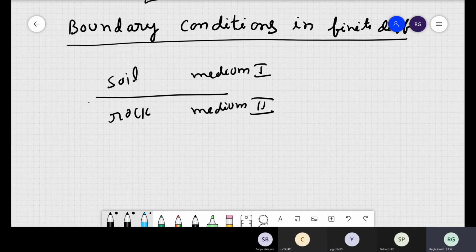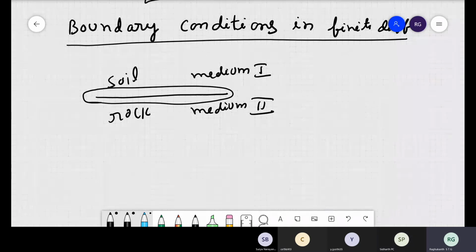Now what is the boundary condition at this interface? There is no force acting, nothing is acting here. So what is the boundary condition? Or for example, concrete and steel actually. Suppose we have RCC, say, so two different materials. What is the boundary condition at the junction? What do you assume? Strain compatibility. Strain is there.